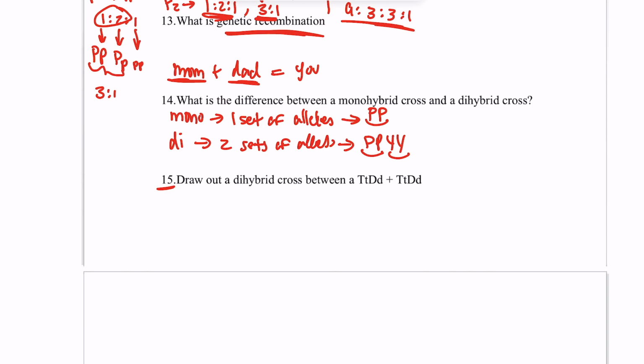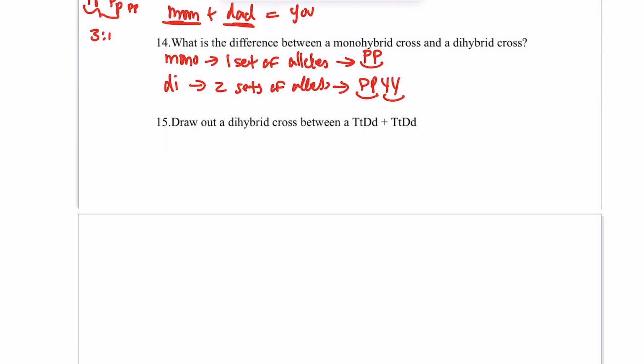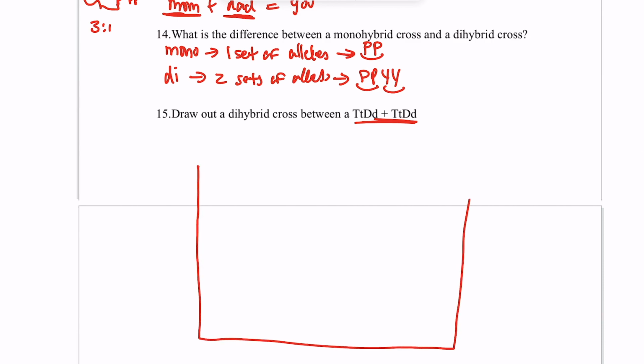Okay, question 15, draw a dihybrid cross between TtDd, this parent type. So let's draw a big square. To do this the long way, we're going to do a foiling technique. So big T is going to go with big D. Big T goes with big D. And then we're going to do it again. Big T goes with little d. Big T goes with little d.